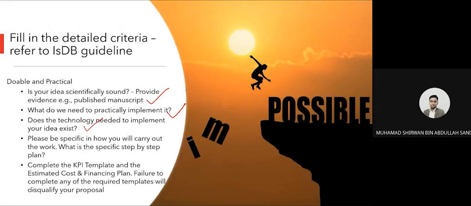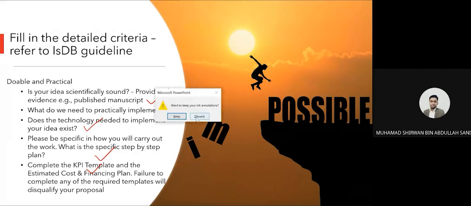Okay, and then you have to be specific on how you want to carry out your activities or your project or your idea. Okay, so you spell out a specific way on how you do it. Okay, and then in this doable and practical for proof of concept application, it's compulsory for you to complete the KPI template and estimated cost and financing plan. Okay, so failure to complete any of the required templates will disqualify your proposal. So this is compulsory.